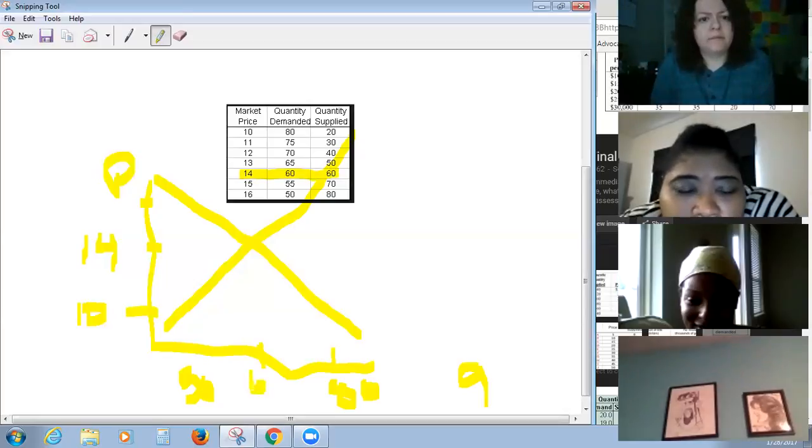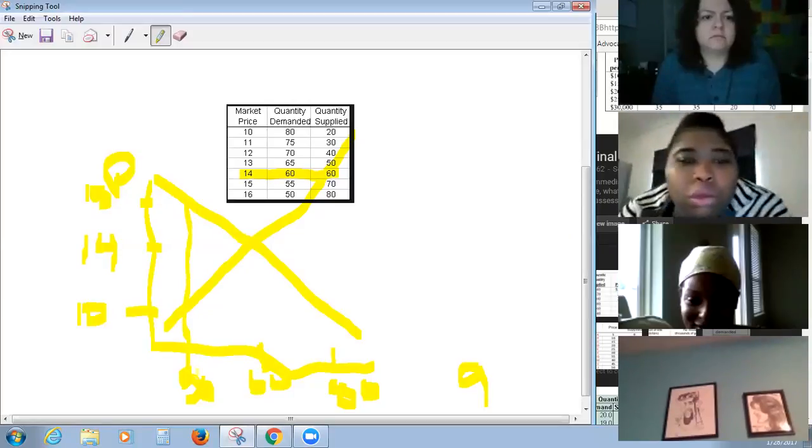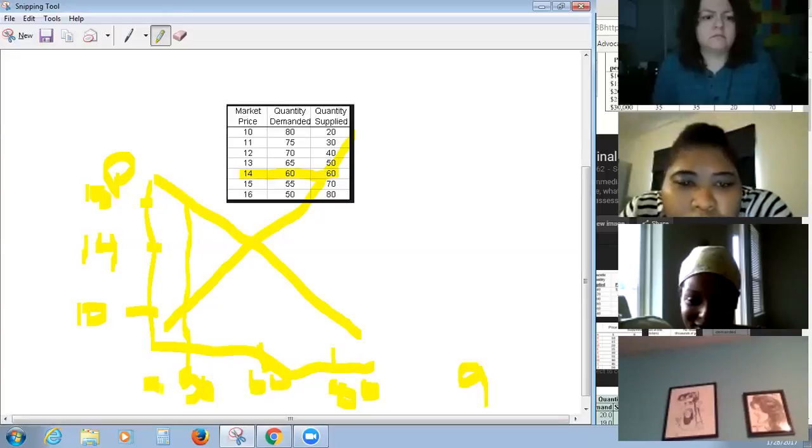Now let me ask you this. What if I decided I wanted to sell this good for $15? Will I still be in equilibrium? No, because at a price of 15, the quantity demanded, and this is the demand curve, that number is now going to be 55. All right? That's a 55 there. So make sure you write on your notes 55 and circle it. All right?